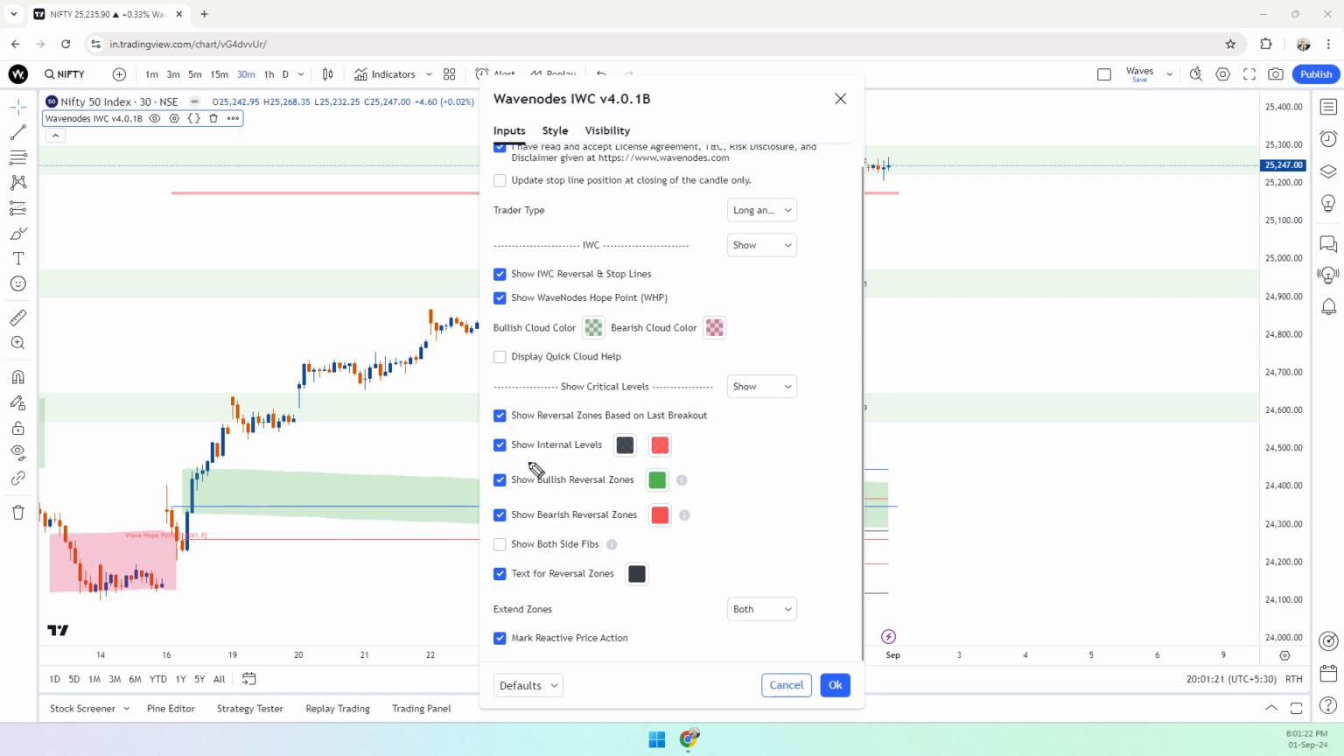Then there is something called internal level. We'll discuss the relevance of it. There are two types of internal levels: one is non-critical and the other is critical. You can select the color for both of these. By default, critical internal levels will be marked red and non-critical levels will be marked with black color lines.